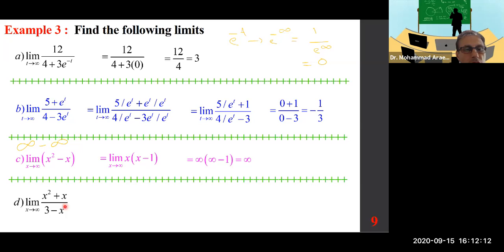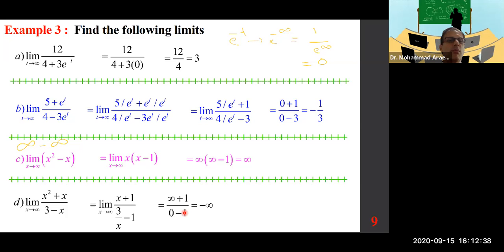Part D, we've seen this. The highest degree term in the denominator is x, so divide by x. So when you divide by x, you get x plus 3 over x over 1 minus 1 over x. Now replace it. The top becomes what? Infinity plus 1 over x, which is 0, minus 1. Here's what you want to be careful. We know it's going to blow up to infinity, but because the denominator has a negative sign, it's negative infinity. And that's something that is extremely important for everybody to see.